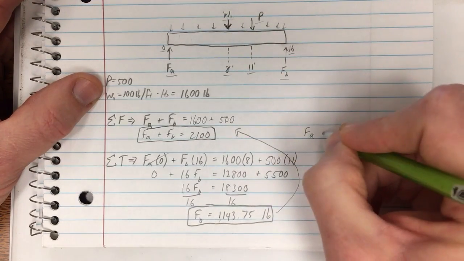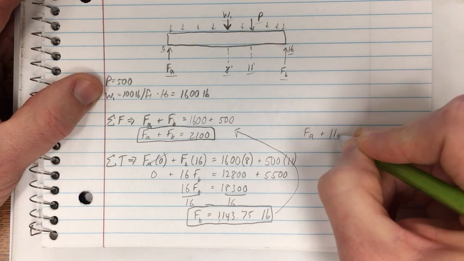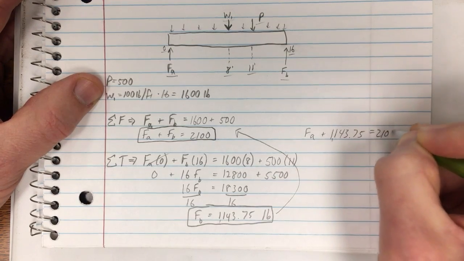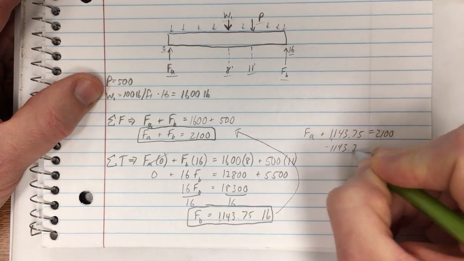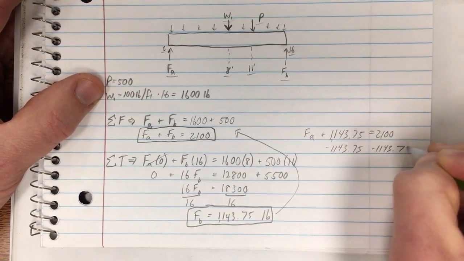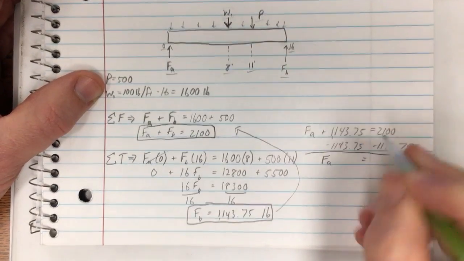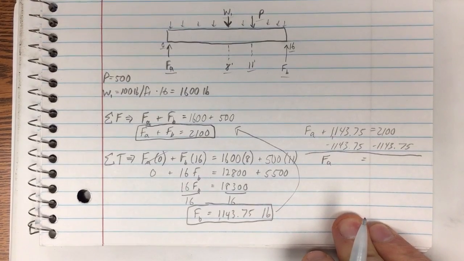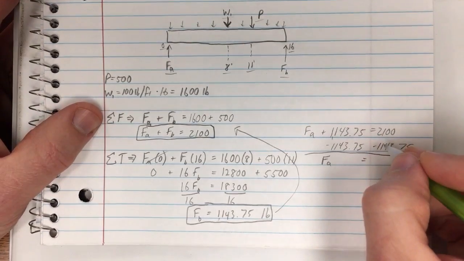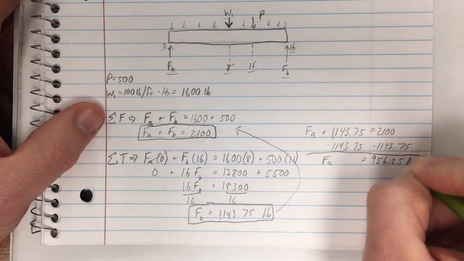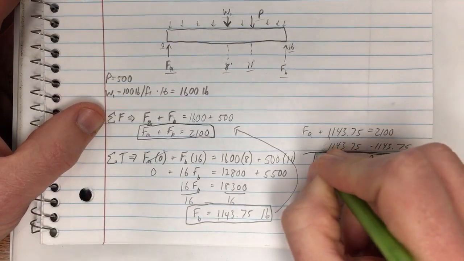So I'll put a box around that, and then we go back up to here, and we can say that if FA plus, and now I know FB, so I can put the actual number in there, 1143.75 equals 2,100. Subtract this from both sides, and see that I'm writing everything out. It really doesn't take that long to show all your work, but it makes it a whole lot easier to see what's going on. When I subtract these, I get 956.25 pounds. And then I put a box around that too.